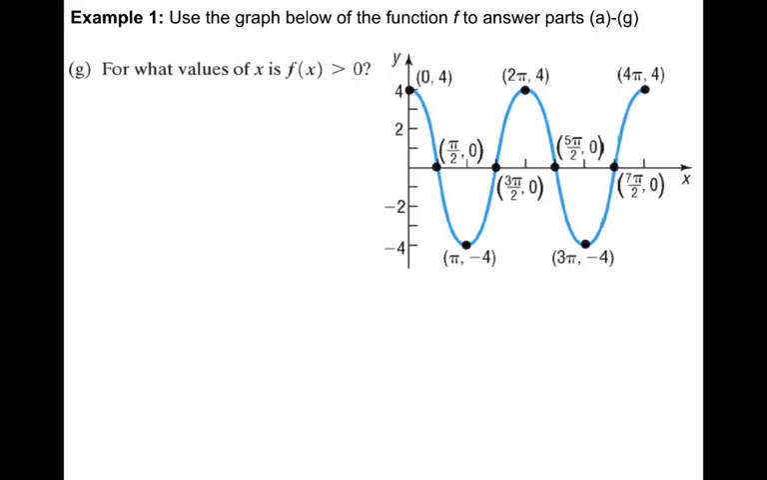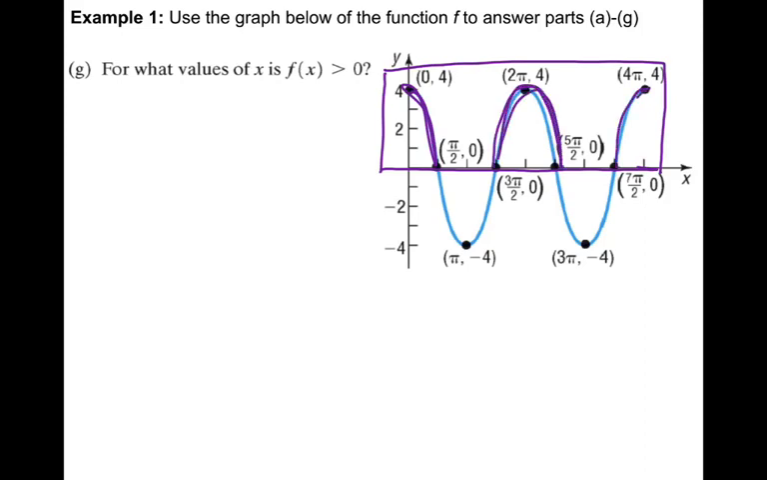Last question for example 1. For what values of x is f of x greater than 0? So for what values of x is our function greater than 0? If we're talking about function values, we're looking at the y values. So we only want the values of x where our function is above the x-axis. So we only care about this part of our graph. Everything that I'm highlighting in purple is above the x-axis. That is where our function is greater than 0. We don't care about the values below the x-axis. That's where our function's negative.